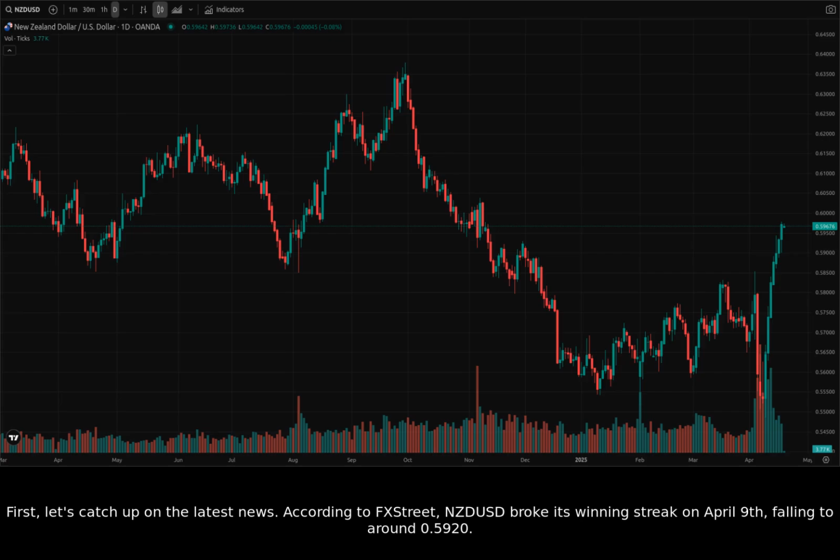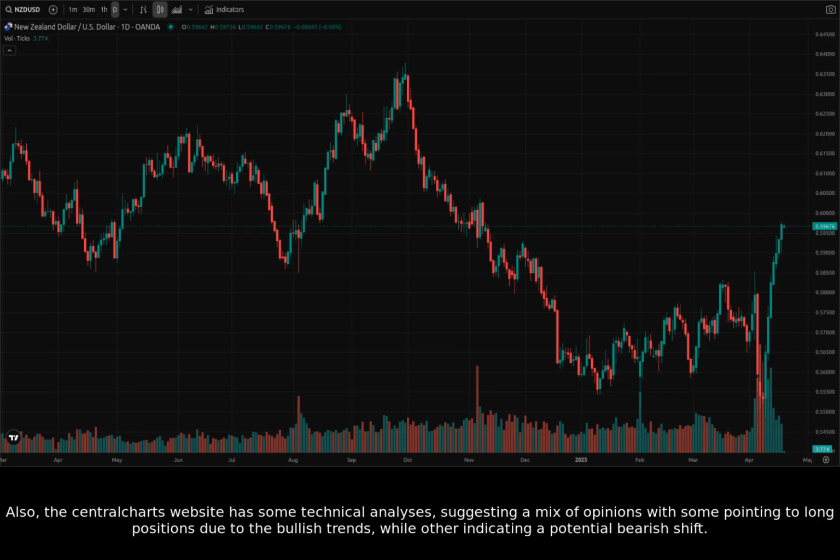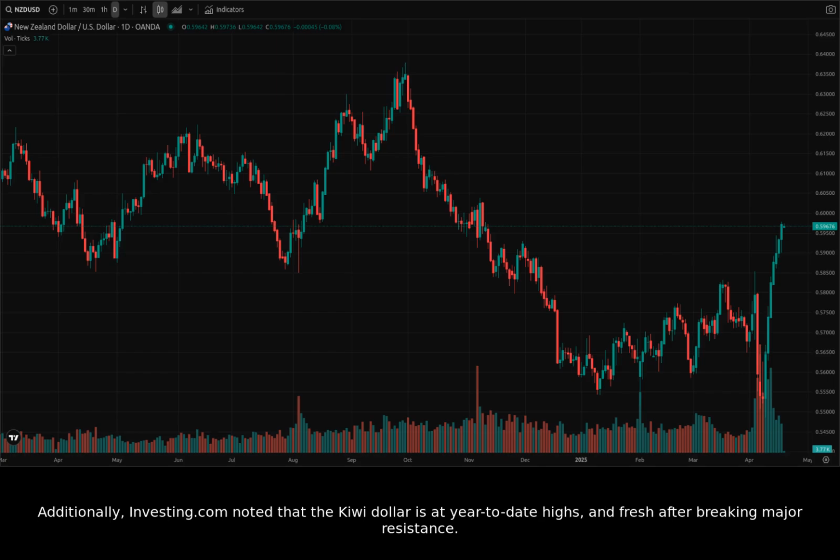According to FX Street, NZDUSD broke its winning streak on April 9th, falling to around 0.5920. This slip came as the US dollar gained traction, supported by stronger-than-expected consumer spending data. This highlights the importance of US economic indicators on this pair. Also, the Central Charts website has some technical analyses, suggesting a mix of opinions with some pointing to long positions due to the bullish trends, while others indicating a potential bearish shift. Additionally, Investing.com noted that the Kiwi dollar is at year-to-date highs and fresh after breaking major resistance.